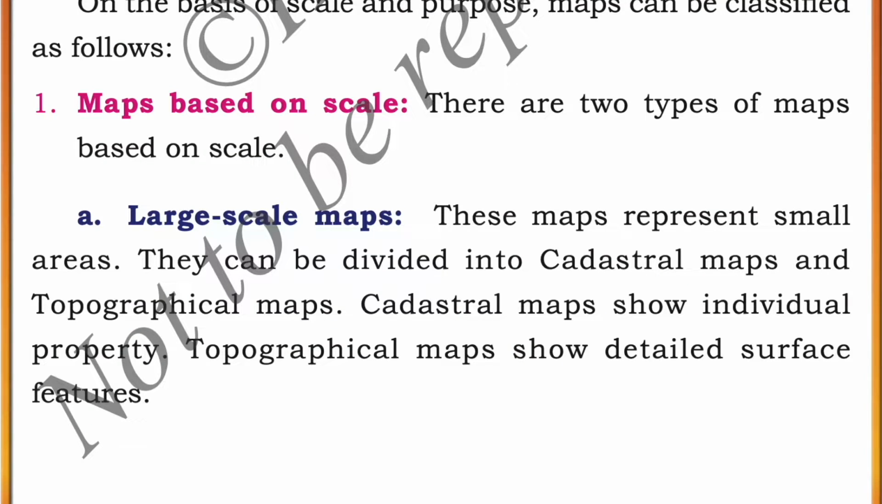Hello students. In this video, let us continue our lesson Globe and Maps. We will be starting with the types of maps. On the basis of scale and purpose, maps can be classified as follows. So first, we'll be looking into the different types of classification of maps.